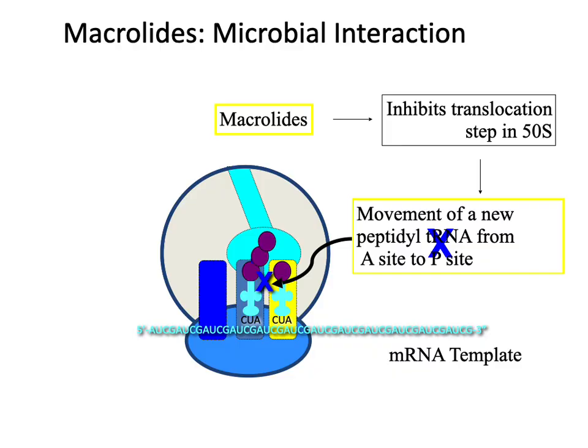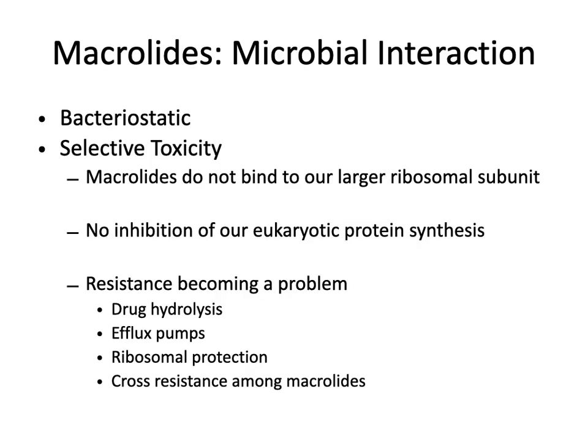The mechanism of action, we are at the 50S, and here we are inhibiting the movement of a new peptidyl transfer RNA from the A site to the P site. So you can see that macrolides and clindamycin and chloramphenicol, they work on similar areas, but not exactly the same place, of course. So they do not really inhibit each other. It is bacteriostatic, we already mentioned that.